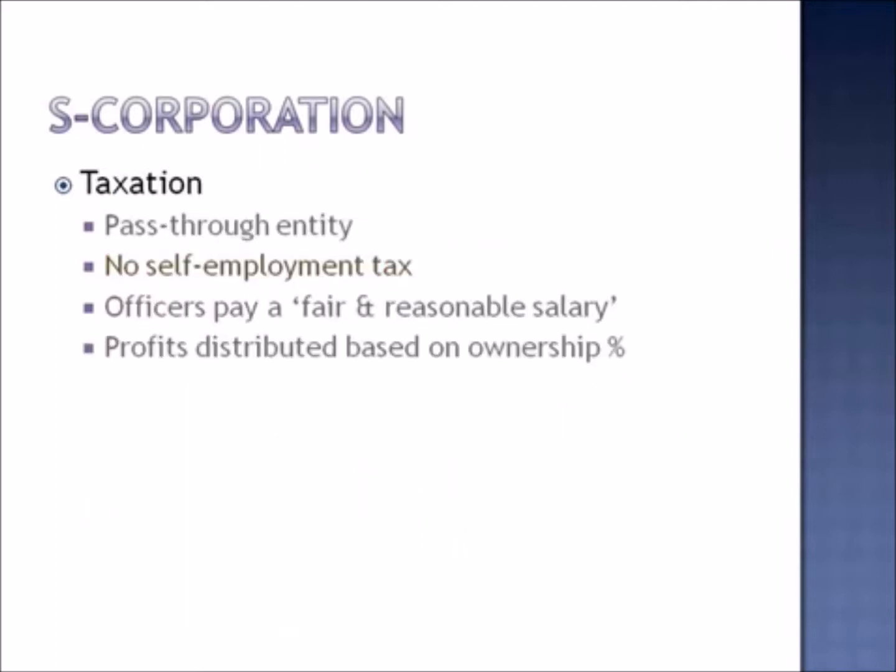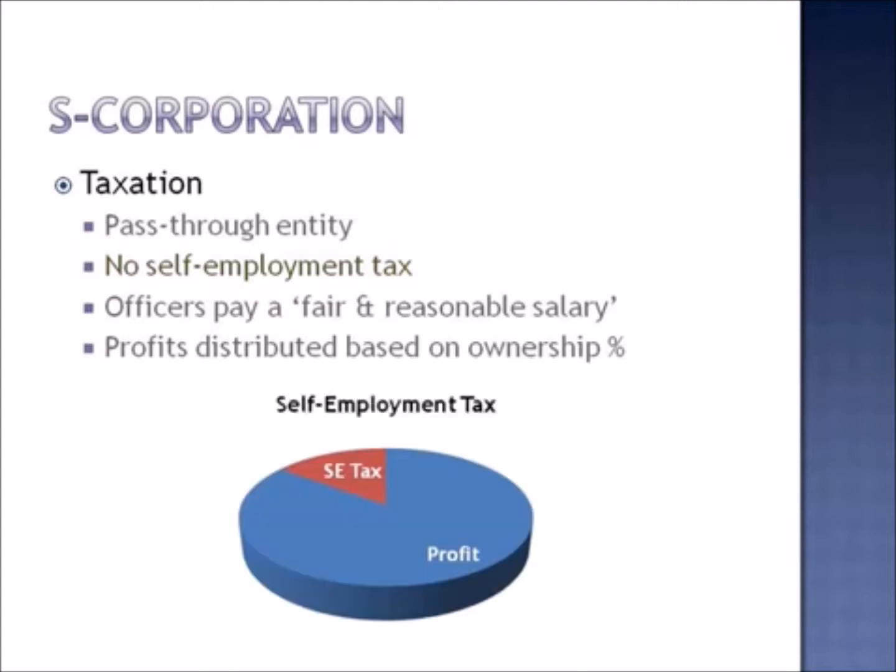S corps are a pass-through entity. Profits are taxed on the individual shareholder's tax return and not at the corporate level. S corp shareholders do not pay self-employment tax on their profits. Instead, they pay taxes on a fair and reasonable salary that they choose based on their company's net profit. This means that rather than paying self-employment tax on their entire net profit, they only pay FICA taxes on a portion of their net profit. Profits not paid as salaries are passed to the owners as distributions, which are not subject to self-employment or payroll taxes.